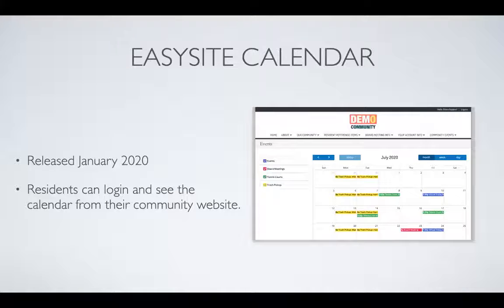Then in January of 2020, we did a big additional improvement to include the event calendar in our Easy Sites, the community website product. It's a much bigger accomplishment than it may initially seem, because even though it looks similar, there's a lot of additional code that had to be put into place for it to work in this specific context. It allows any resident on their community website to log in and see the calendar. And I'll show you how to introduce that into your community calendars as well.